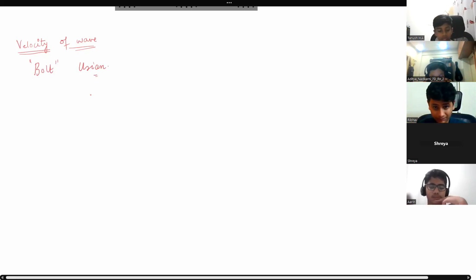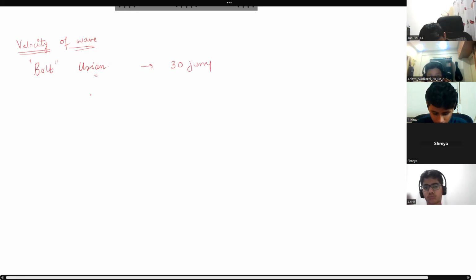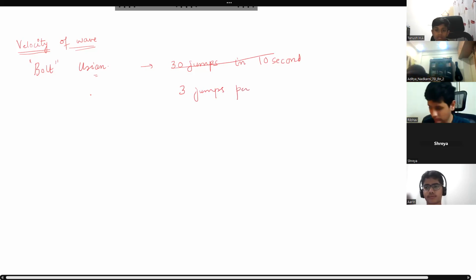So what can this Usain Bolt do? If you see fast runners standing in their place, they move their legs quickly, isn't it? Jumping on the same spot. That fellow can do 30 jumps, let's say, in 10 seconds. Or let's keep it simple. He is able to do 3 jumps per second. You understood what I'm saying, no?